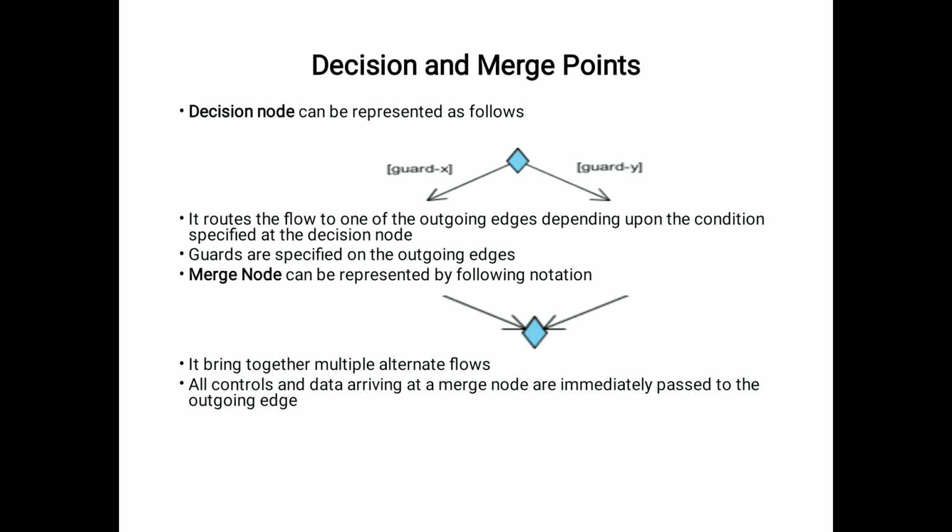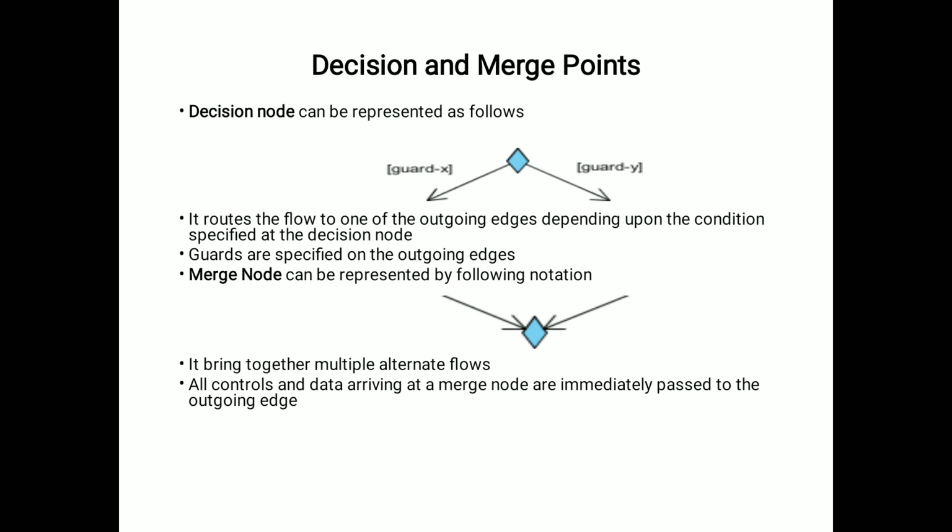Now see, a decision node can be represented as follows. Here is the diamond where true or false, yes or no, present, absent. Likewise, when a decision has to be taken, this particular decision node is used. So guard X and guard Y, these are the two decisions made here.